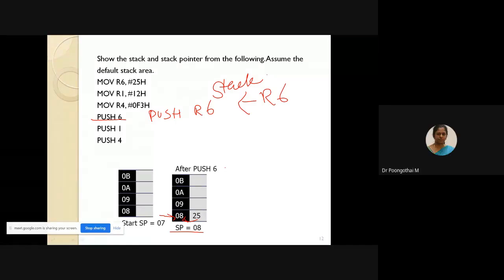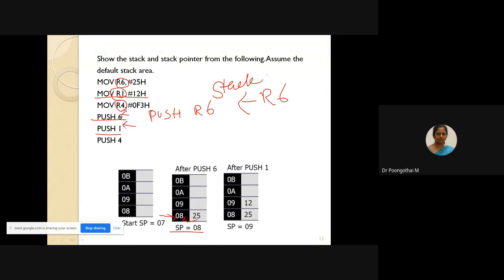It's pointing to 09. Okay. 12H is loaded in 09, ma'am. Yes, 12H is loaded into 09. Exactly correct. So your R1 holds 12. The instruction given here is push R1. Here your R6 is loaded with 25, R1 is loaded with 12, and R4 is loaded with F3. So this 6 is nothing but your R6, 1 is nothing but R1, 4 is nothing but R4.